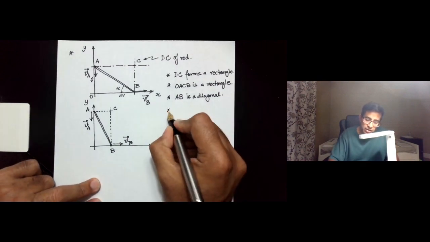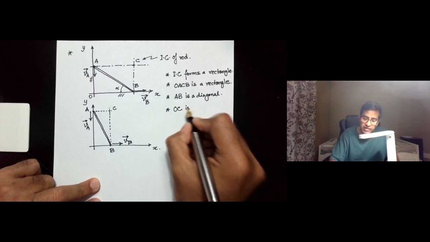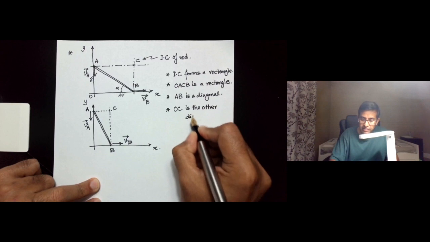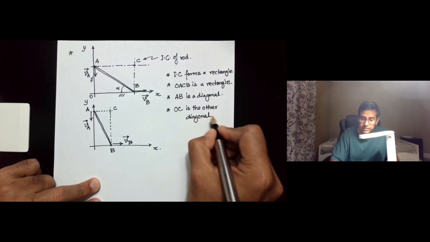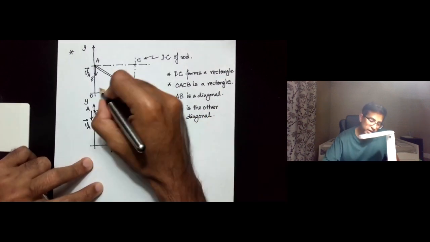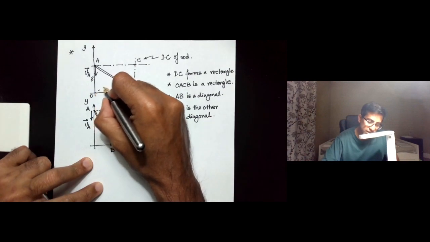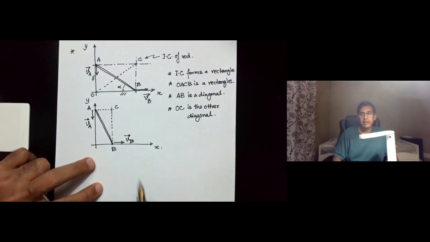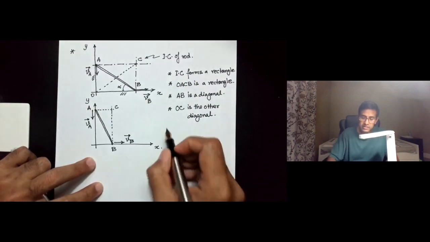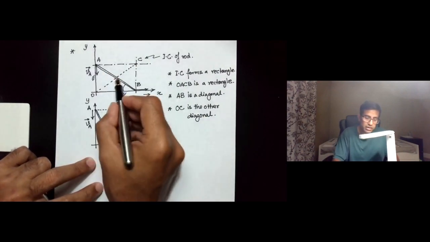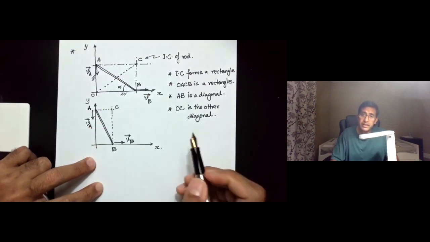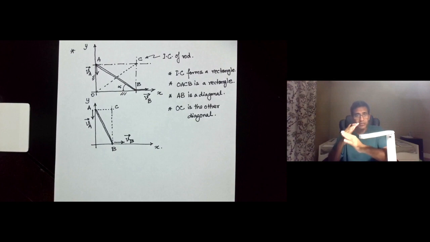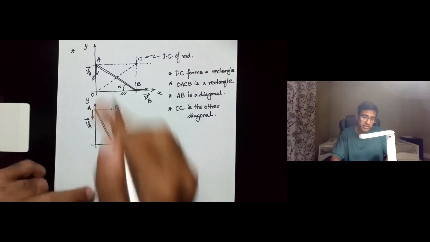And you can see that OC is the other diagonal, right? So if I join OC, I have two diagonals. Now in a rectangle we know that the point where the diagonals intersect bisects the two diagonals, right, because of the symmetry.